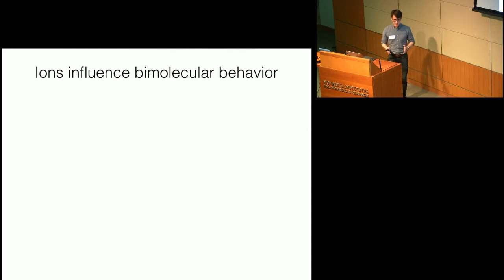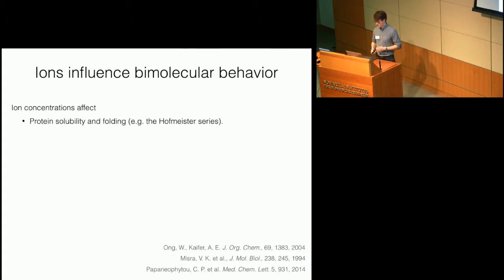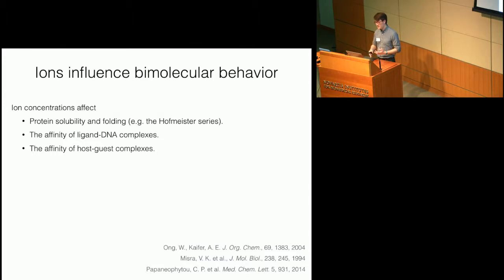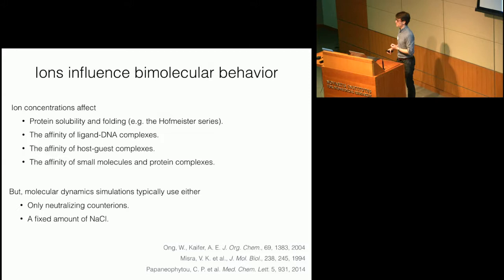It should go without saying, but ions also greatly influence biomolecular behavior. So in addition to ion channels, which are an obvious example, they are also known to affect things like protein folding and solubility, the affinity of ligand DNA complexes, the affinity of host-guest complexes, and the affinity of small molecules and proteins. But when we do free energy calculations or molecular dynamics simulations, we sometimes only do neutralizing counterions or some fixed amount of salt, typically sodium chloride.